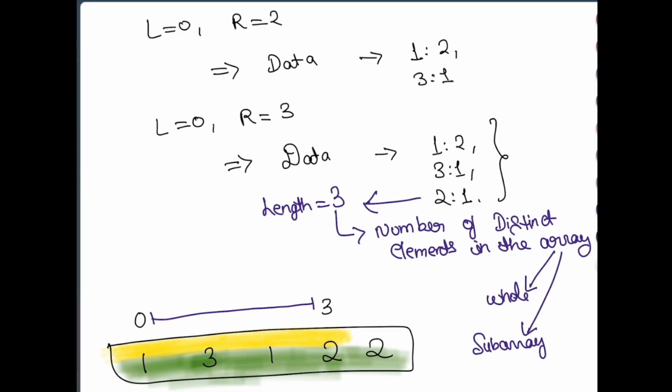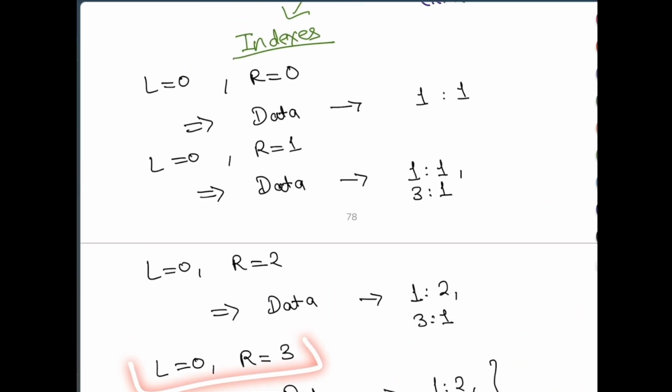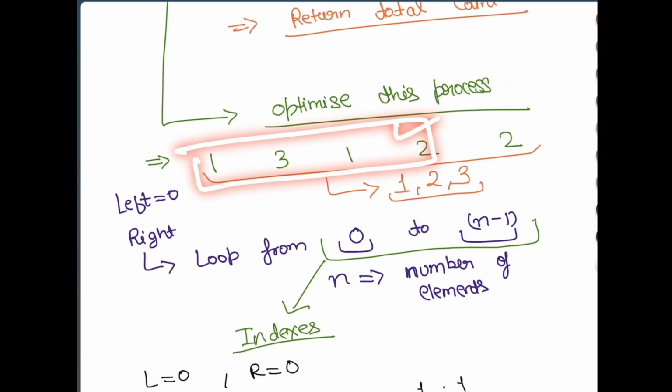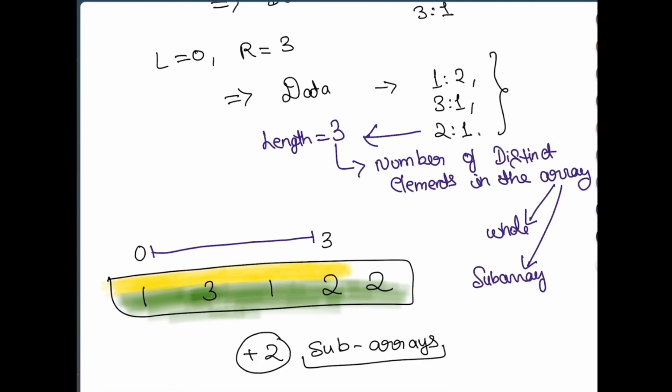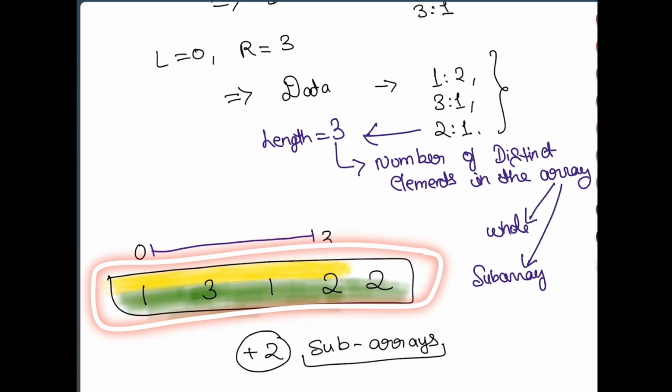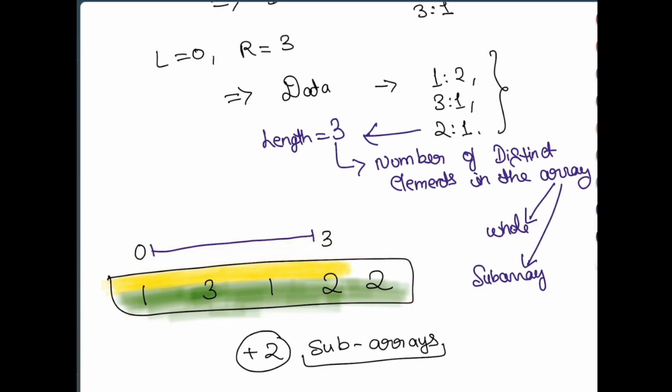So at this point of time I can say that the subarray from the range 0 to 3, that is from 1 to 2, is complete. So I'm going to increase my count. Now there is one very important thing which you need to understand here. This is our complete array, right? We got a complete subarray from index number 0 to index number 3.